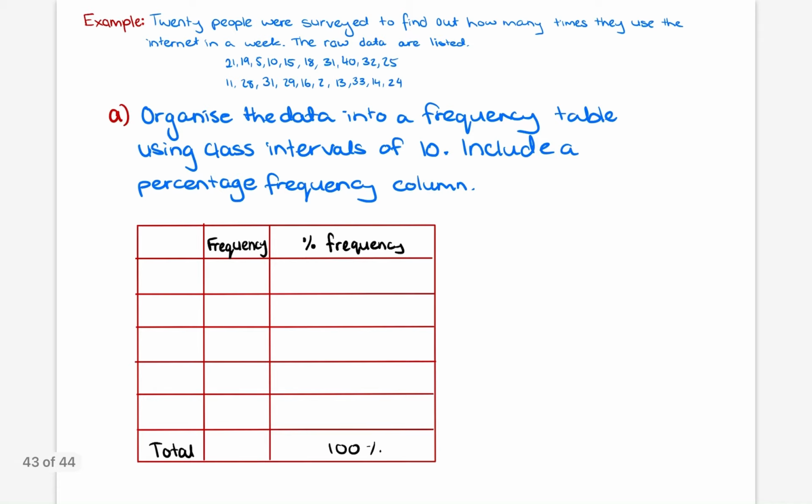So reading the question, it says 20 people were surveyed to find out how many times they use the internet in a week. The raw data are listed. So we got 21, 19, 5, 10, 15, so on. So organize the data into a frequency table using class intervals of 10. Include a percentage frequency column.